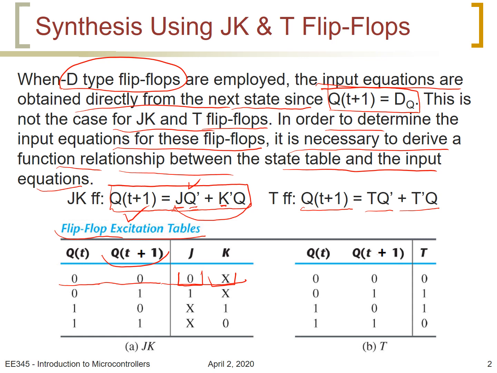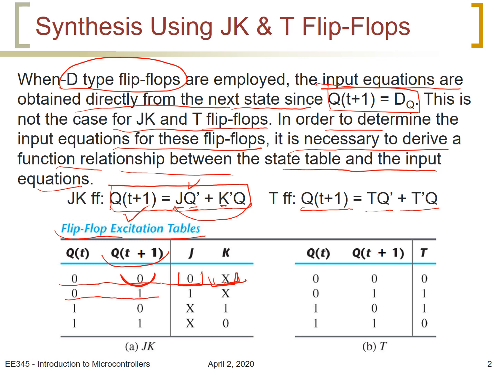Why? Because if J is 1, Q at time t plus 1 must be 1. Therefore, J must be 0. Now for K, if K is 0, it means no change. If K is 1, it means reset. And in both cases, Q of t plus 1 is equal to 0.